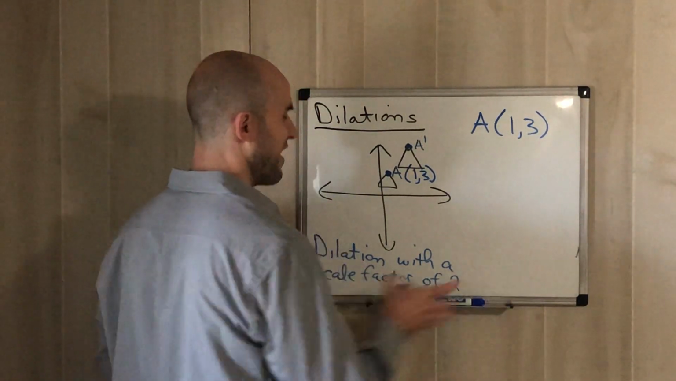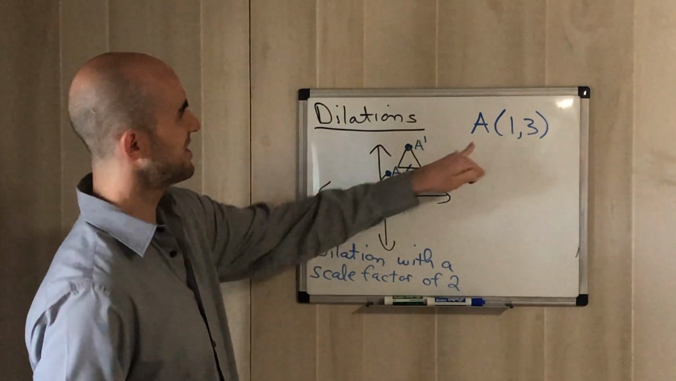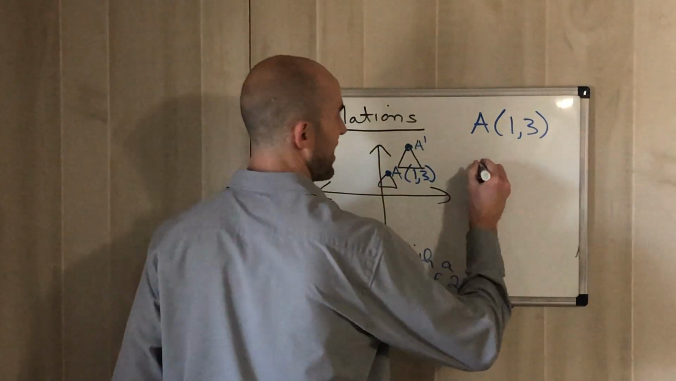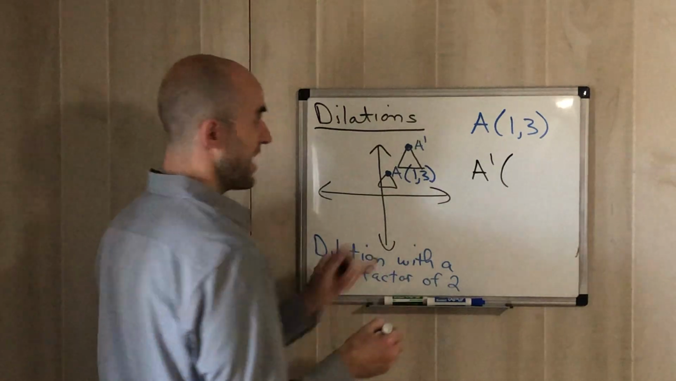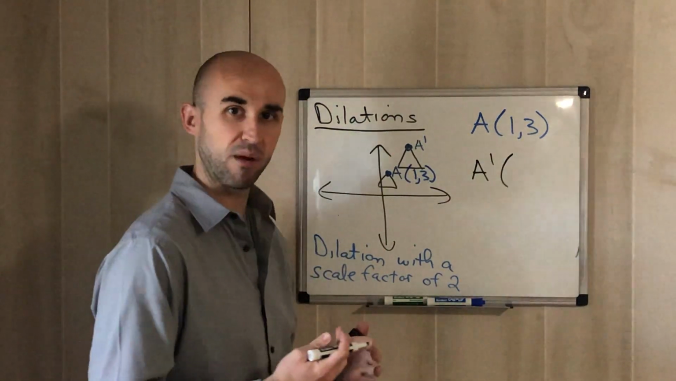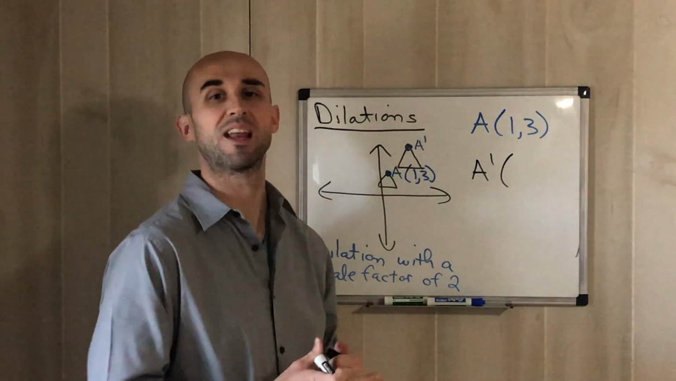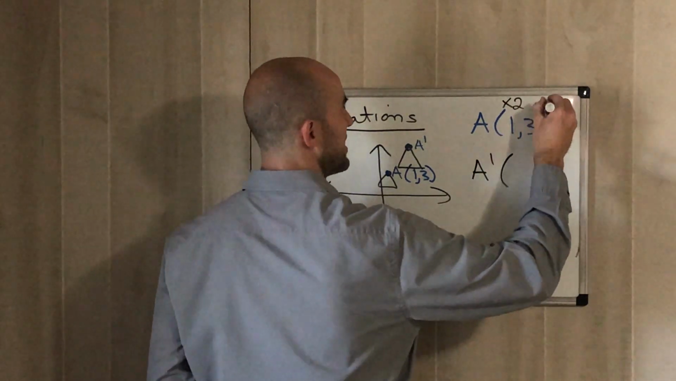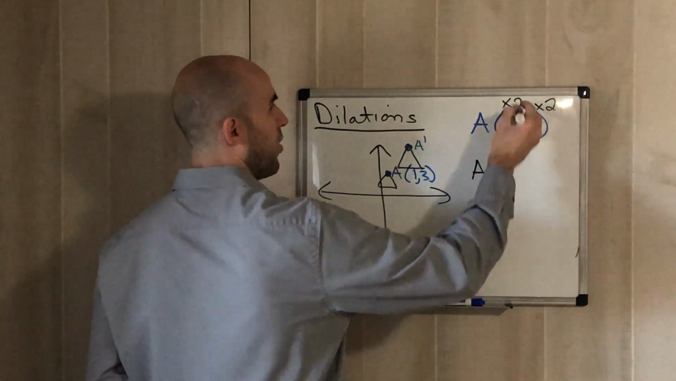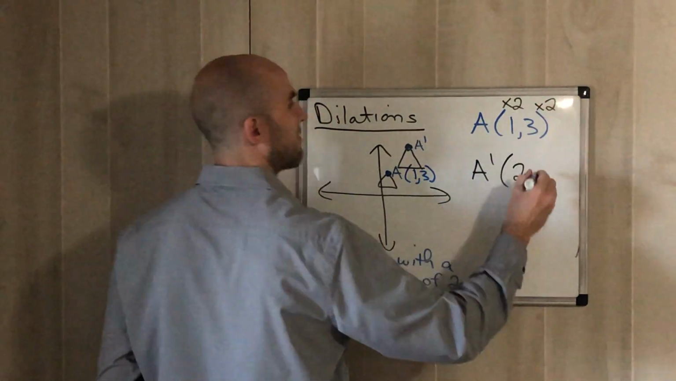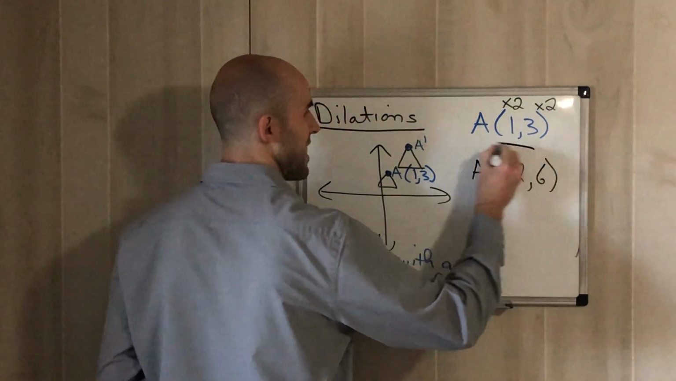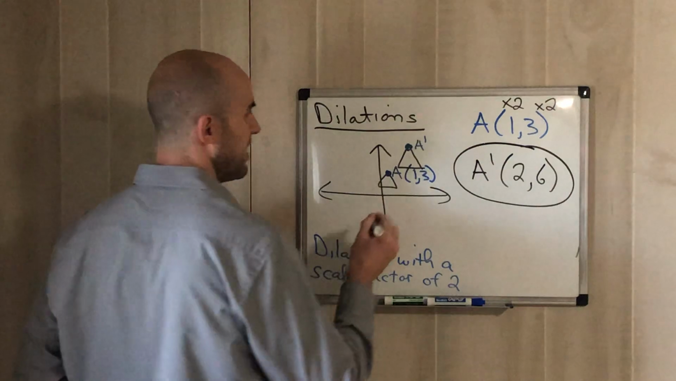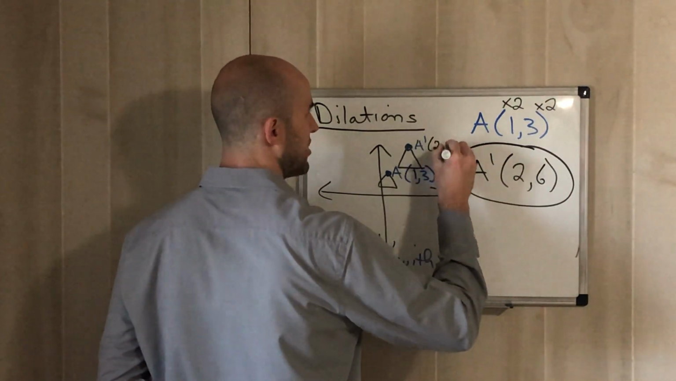So whenever you want to find the coordinates of any figure, let's say this coordinate was 1, 3, and we know the scale factor is 2. The way you find A prime is you take that coordinate and multiply everything by 2, because the scale factor is 2 and everything's getting bigger by 2. This one would be times 2, and this one would be times 2. So 1 times 2 gives us 2, and 3 times 2 gives us 6. That's how you find the image of the coordinate. If that's 1, 3, this would end up being 2, 6.